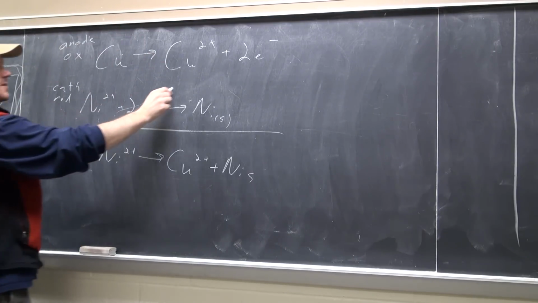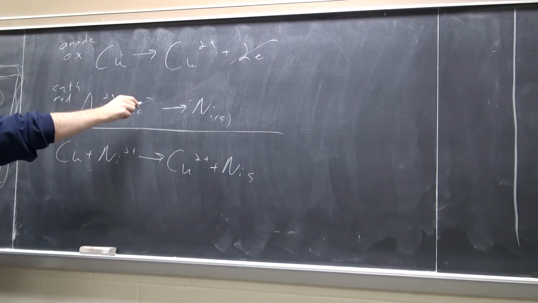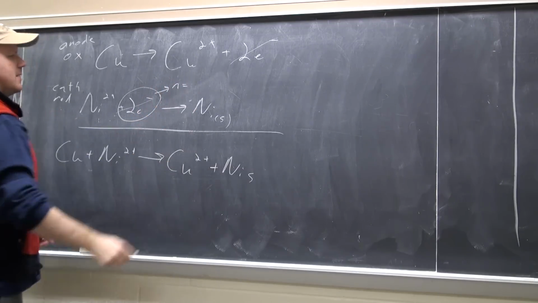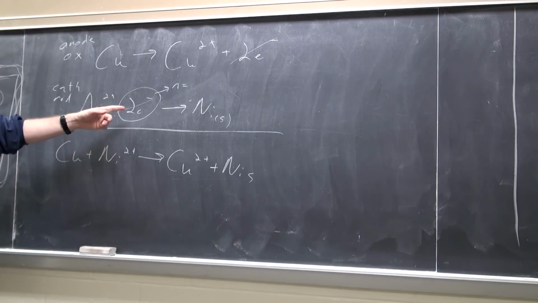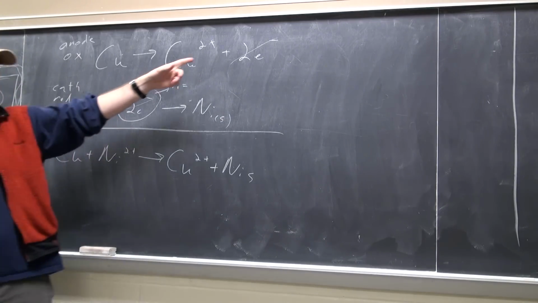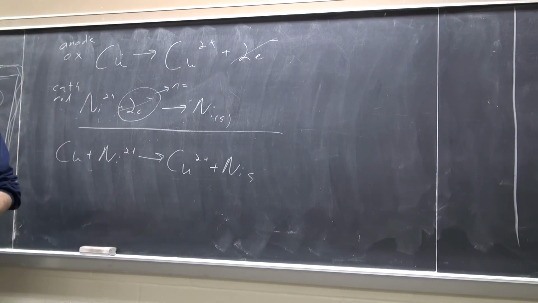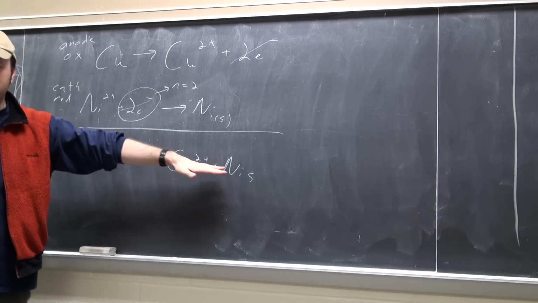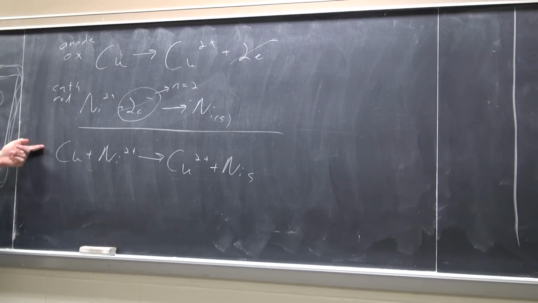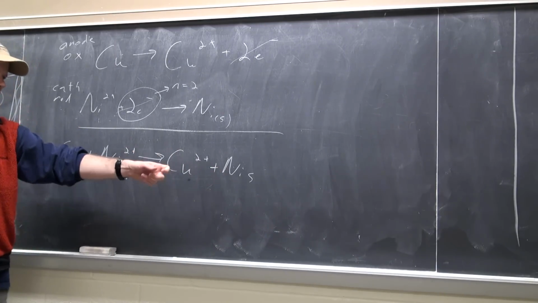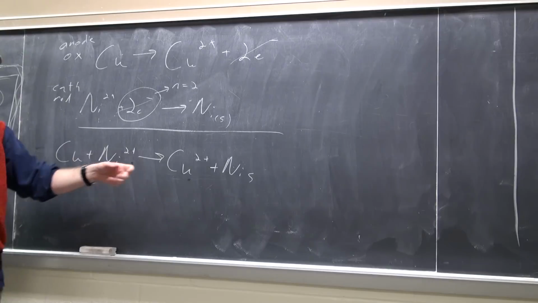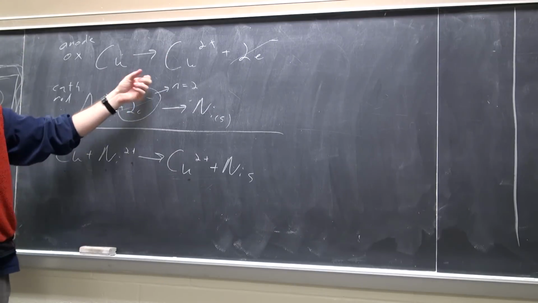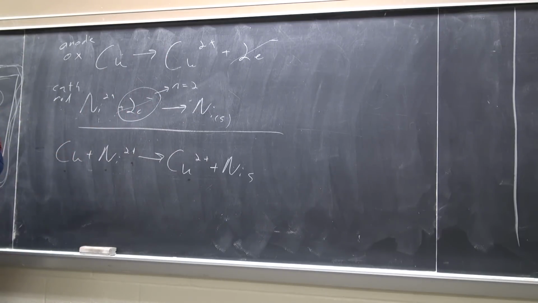So these reactions balance, right? Because the electrons balance, and the n is defined as the number of electrons in the half reaction. So it's not the total number. It's not 4. n doesn't equal 4. n equals 2. Because the full reaction is balanced, right? Copper plus two nickel. So this is all balanced. These two are balanced, and so n is defined as the number of electrons in the half reaction.